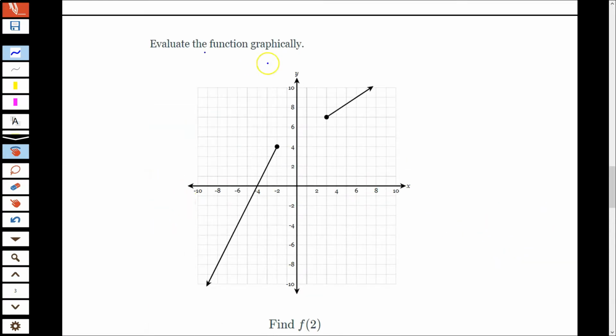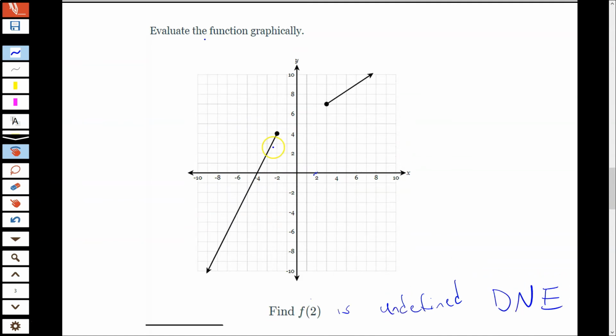So here is an example straight off of Delta Math. So we're finding f of 2. F of 2, notice x equals 2 is right here, is actually between these two pieces, right? So f of 2 is undefined, we'd say. Or maybe on Delta Math it says does not exist, DNE.